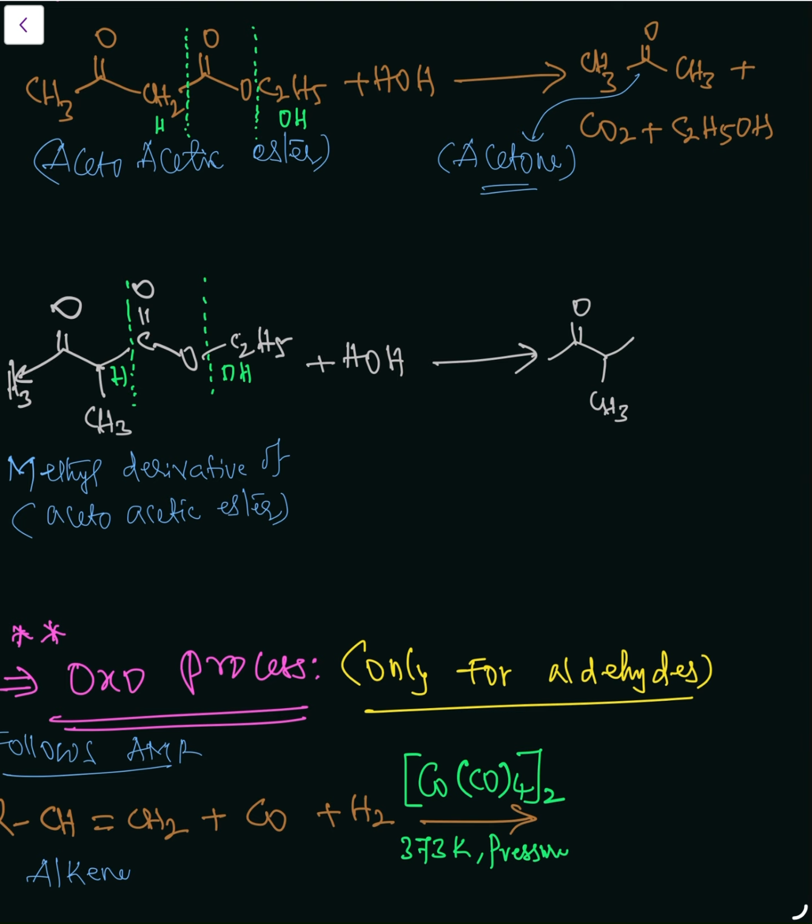Next, CO2 plus EtOH, ethyl alcohol. Ethyl alcohol, CH2 CH3, right? So this is the compound. Name of this compound is methyl, alphabetical order, methyl ethyl ketone.